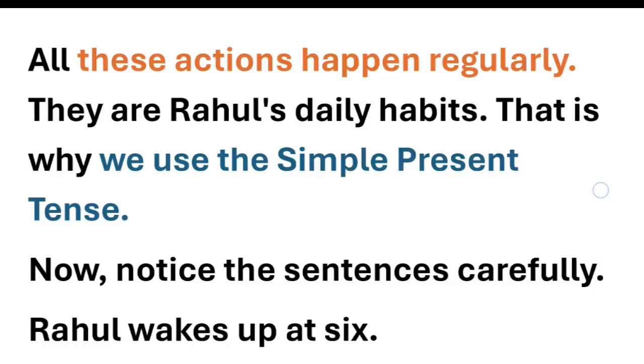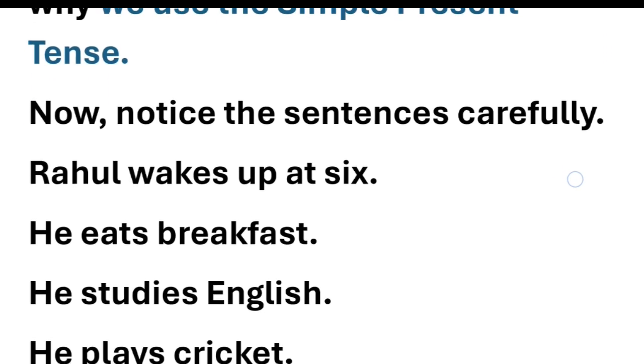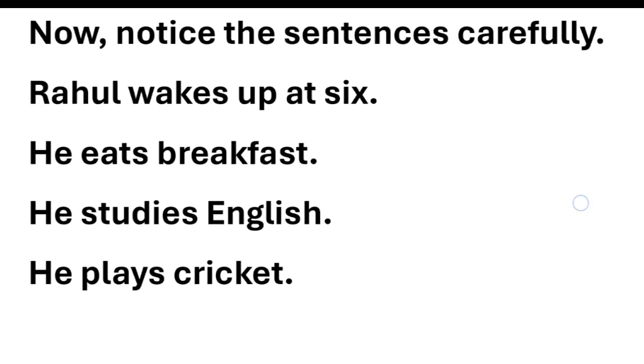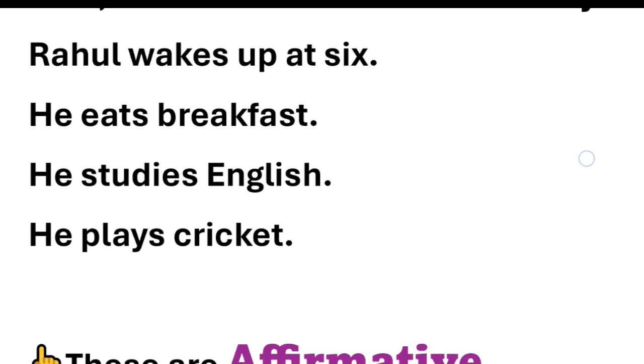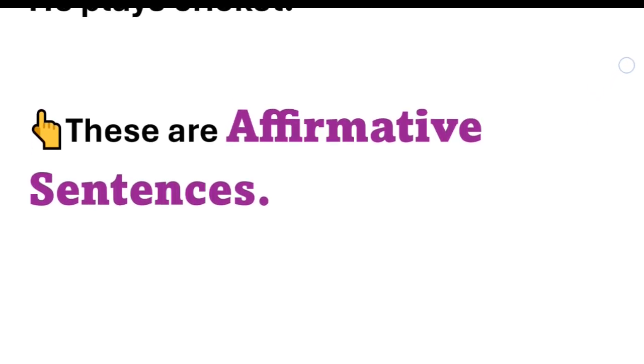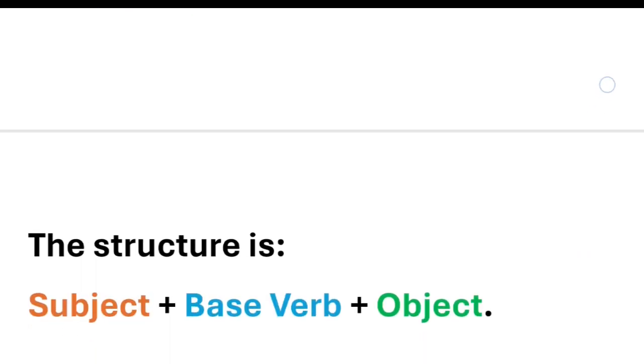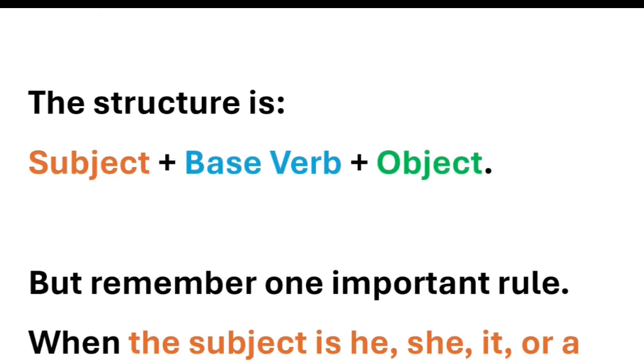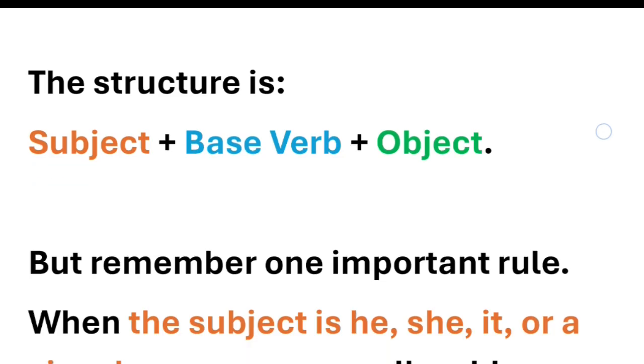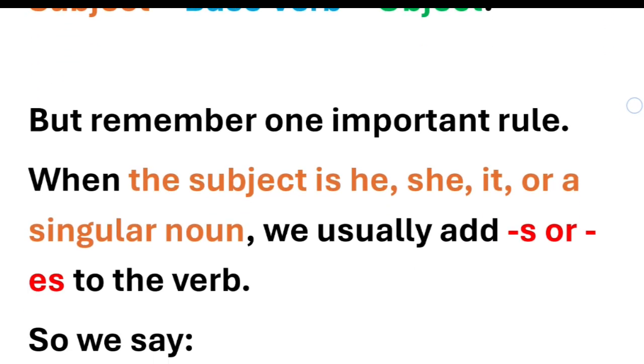Rahul wakes up at 6 o'clock in the morning. He eats breakfast. He studies English. He plays cricket. These sentences that you just saw are part of affirmative sentences. Under the head simple present tense, they are part of the affirmative structure. Hence, they are called affirmative sentences. And their structure is: subject is written at the first place, followed by base verb without s or es, then comes object at the end.